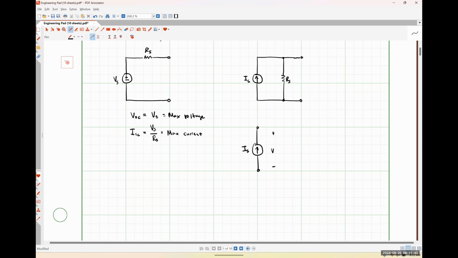That obviously can never be true. So instead, we place a resistor in parallel, and we can really quickly see what our open circuit voltage for our practical current source would be. So what should it be? According to just good old Ohm's law, IS times RS. And this once again is the maximum voltage.